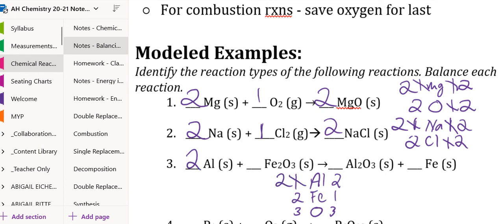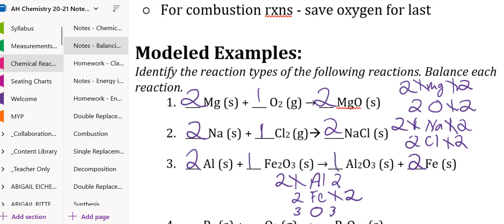And my irons aren't balanced right now. I've got 2 irons in my reactants and 1 in my products. So what can I do? Put a 2 in front of iron in my products. And now is everything balanced? So then what can I put right here? 1.